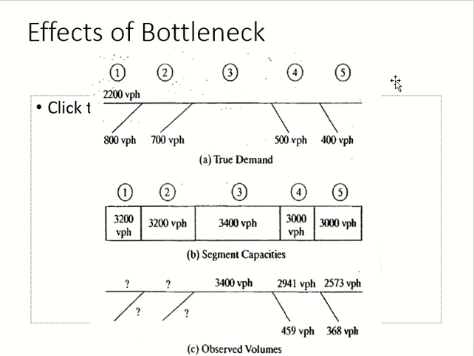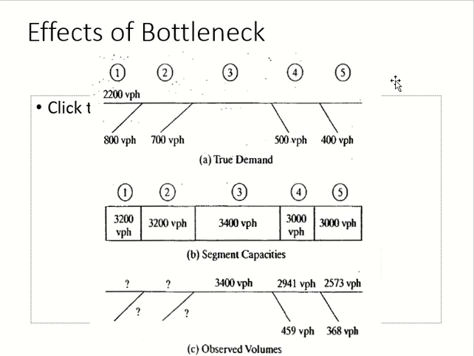The numbers 1, 2, 3, 4, 5 are not the numbers for the ramps. They are numbers for the highway segments. So 1 is the first highway segment before the first ramp. 2 is the second highway segment after the first ramp, and so on.